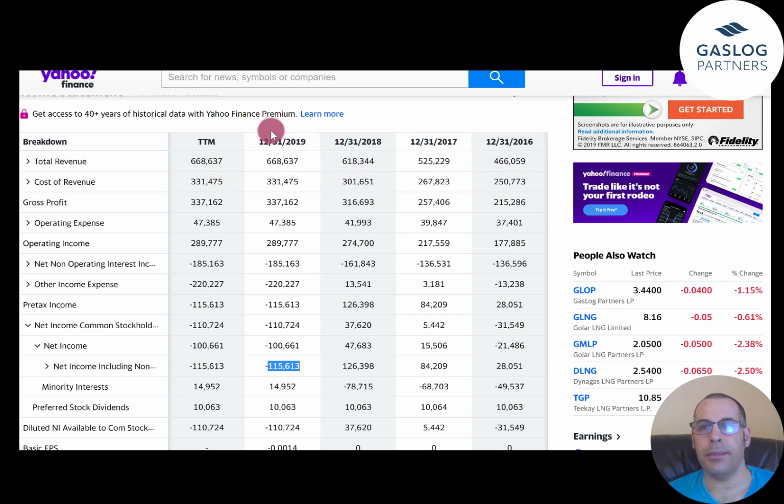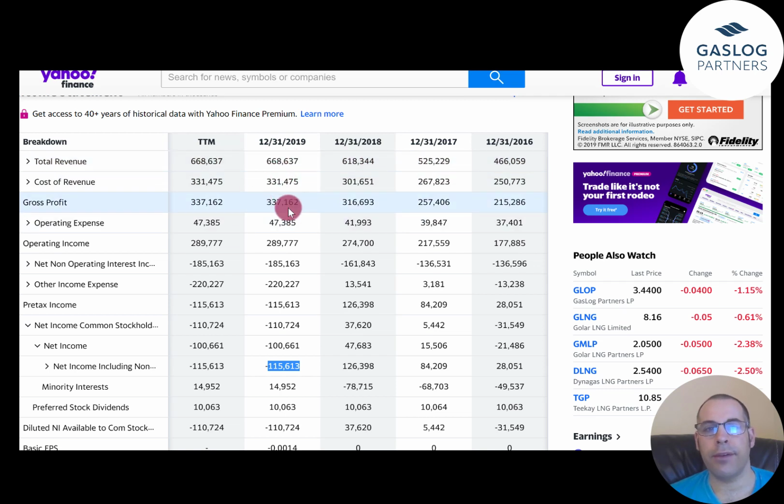The top line of the income statement is annual revenue. That's $668 million. Below that is cost of revenue. That includes all the direct costs the company spent in order to generate its revenue. That was $331 million. An example of cost of revenue is the payroll for the workers on the front line. Gross profit is revenue minus cost of revenue.